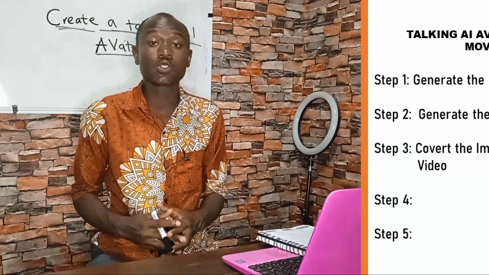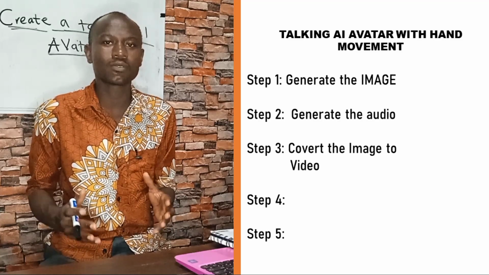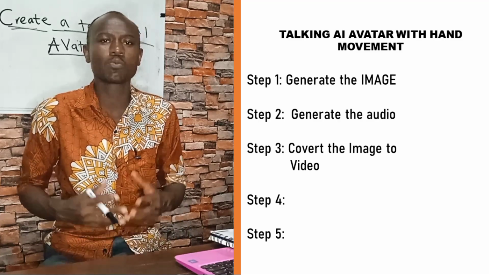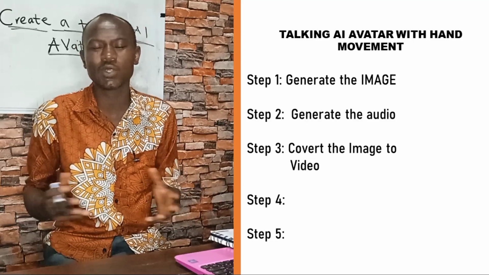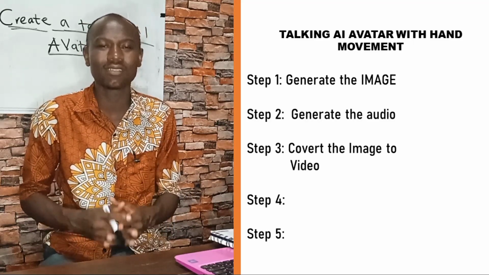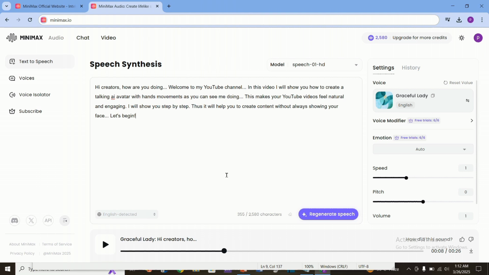The third step is to generate the video. Now, that's your image you have created. You need to make it talk, move as it speaks, and explain so that it will feel real and natural.